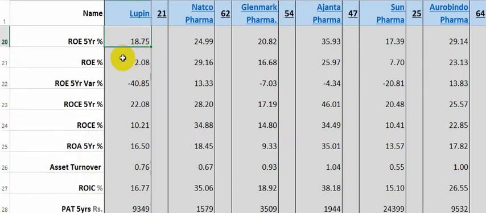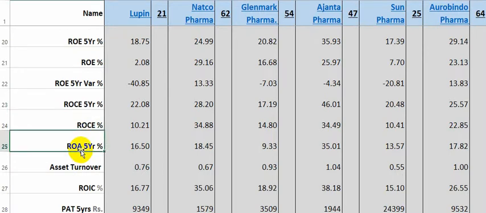Return on equity basically measures what was the shareholders' contribution to the company and how much profit it earned on shareholders' money. Whereas return on capital employed measures what was the total capital invested into the business by the shareholders as well as through borrowings, and how well the company has managed to generate profit on that particular capital. So this is the core difference between the two.